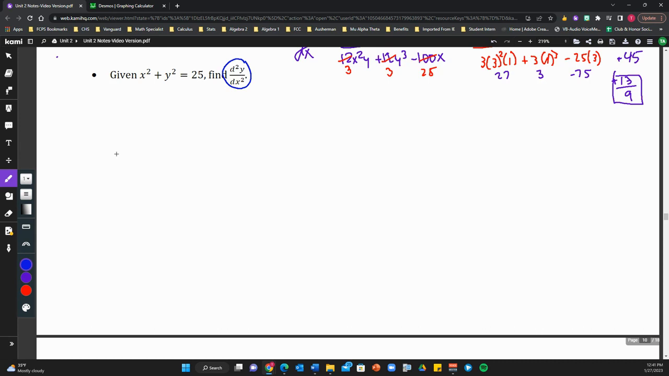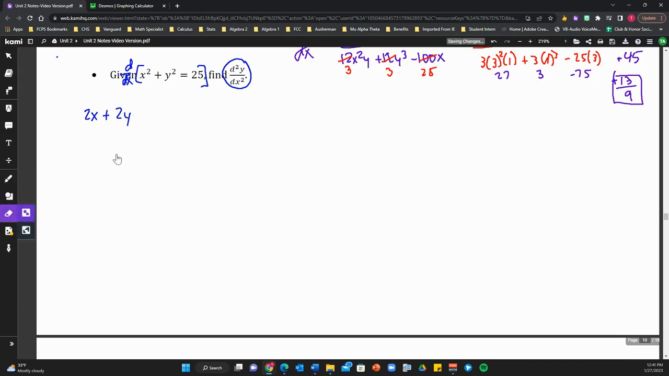But step one is find the derivative the first time around. So we need to find an equation for dy dx. So if I take d/dx of the original equation, that gives me 2x plus 2y dy dx equals, not 25, because the derivative of a constant is 0.